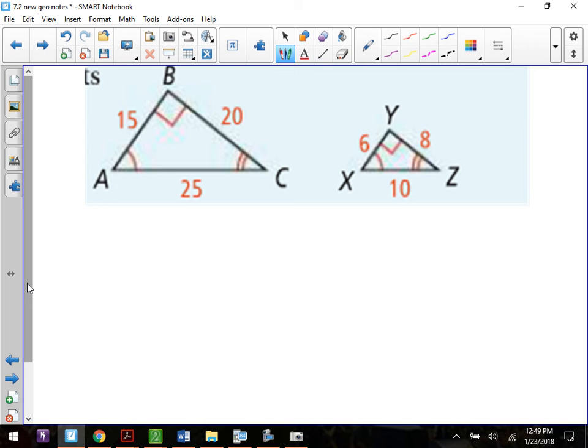Normally, you're probably looking at this going, oh, well, ABC, right? How do we all think? So if I say it's triangle ABC, what are the corresponding letters to the other one? X, Y, and Z. One right and two, one right and two.